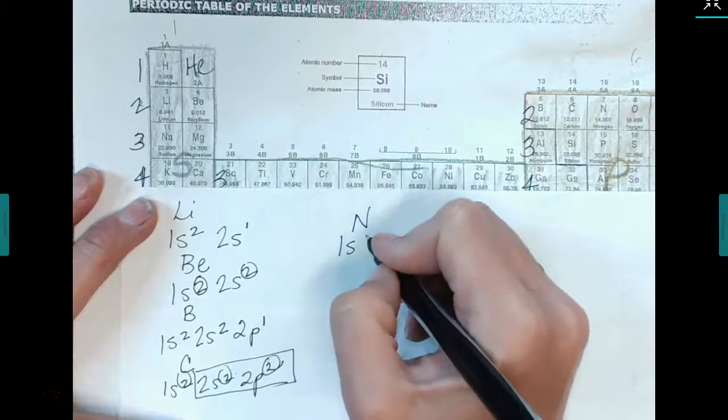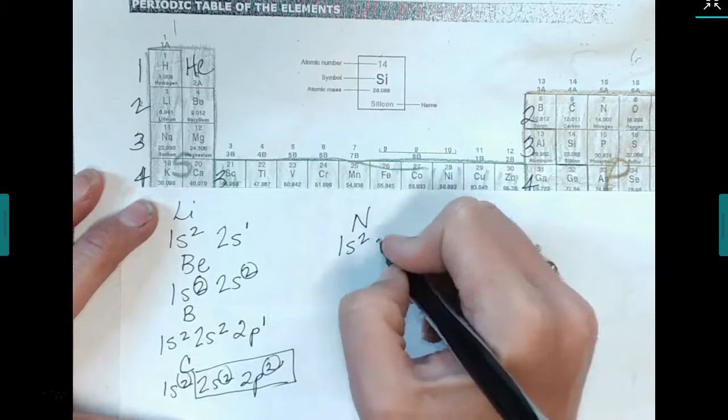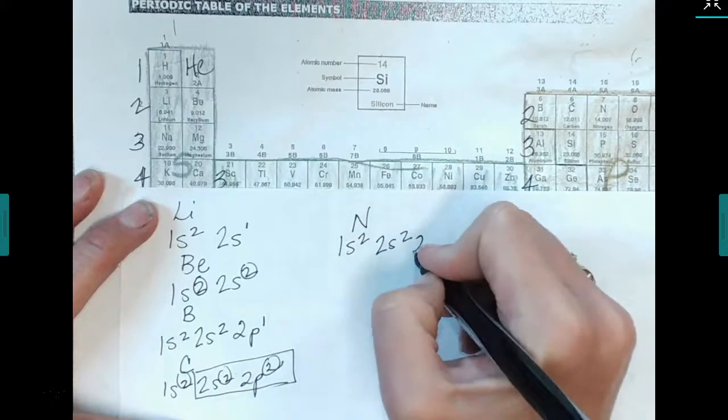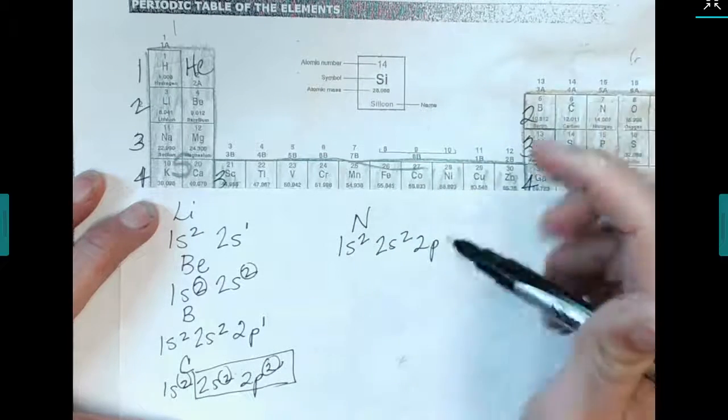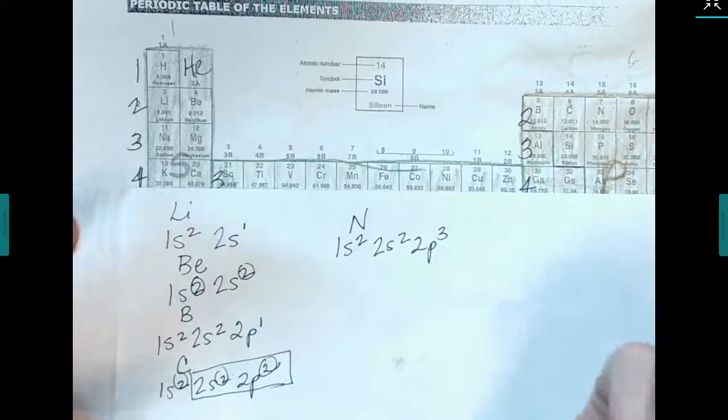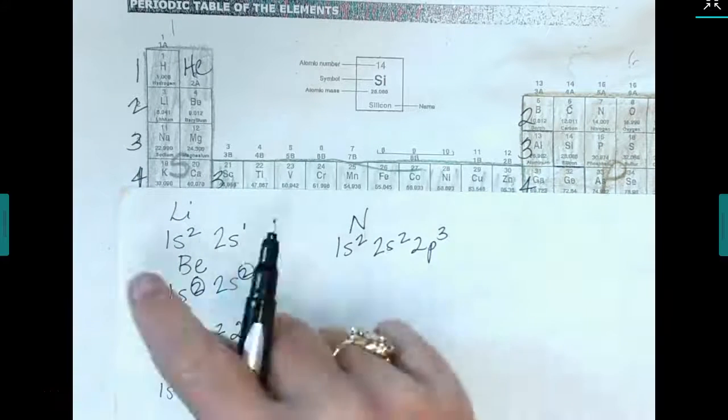Nitrogen, starting at the beginning, is 1s2, 2s2, 2p3. And so forth. And then until we continue.